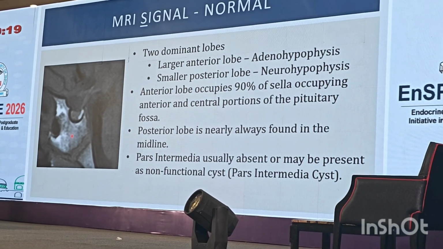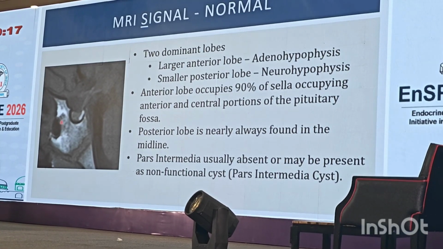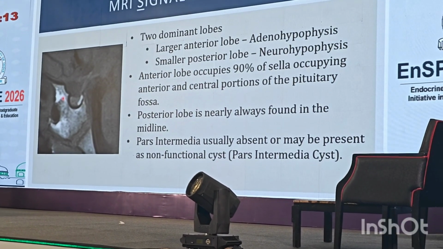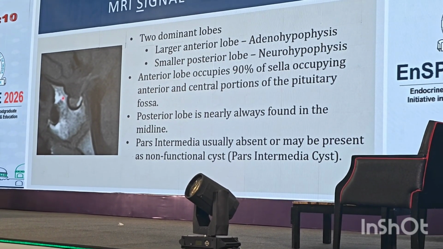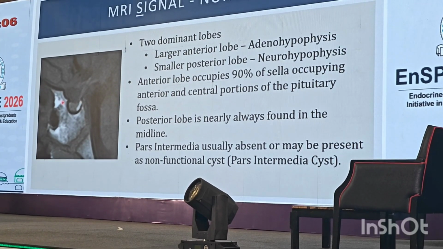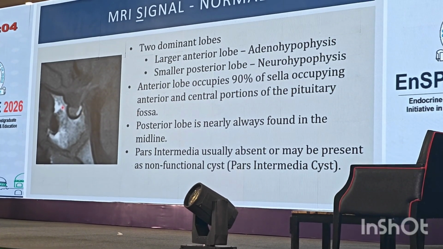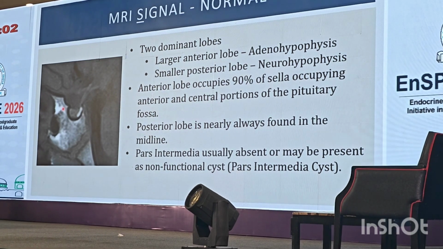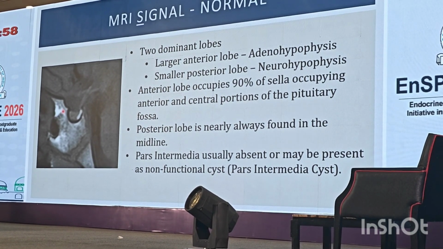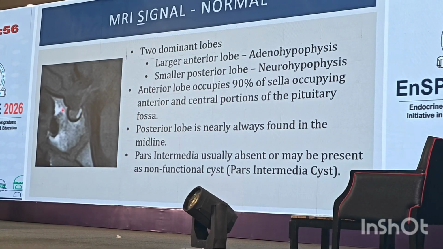So when you look at this, we are now going to look at the normal appearance of the pituitary gland on a T1 sequence. So the pituitary, as you know, is a bipartite gland. It has got a larger anterior lobe and a smaller posterior lobe. The anterior lobe occupies 90% of the sella. Almost the anterior and central portion of the sella are occupied by the anterior lobe. The posterior lobe is always found in the midline.